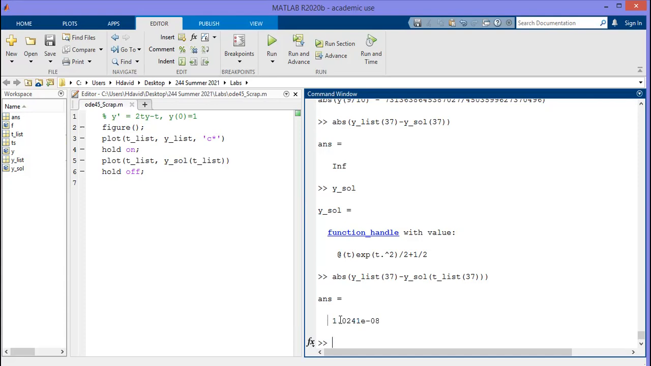So here we got to explore some of the ideas of how to use ODE45 and also plotting it using the actual solution. So I thought that I would put that up. Hopefully it'll help you with the lab.